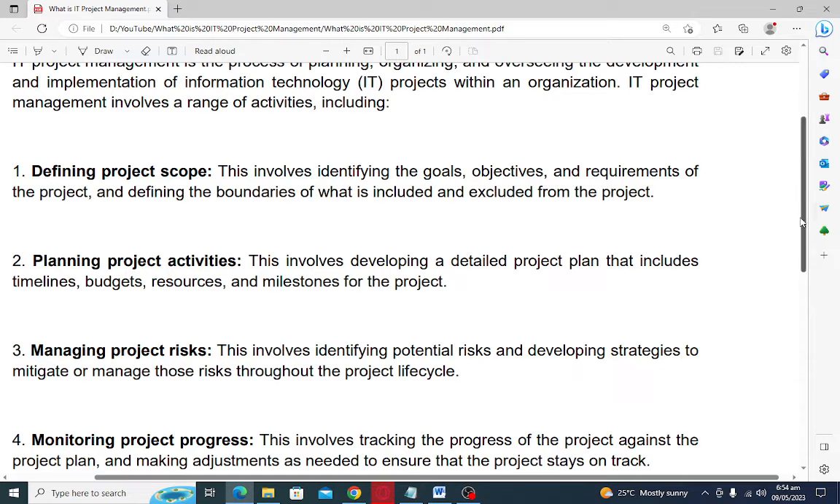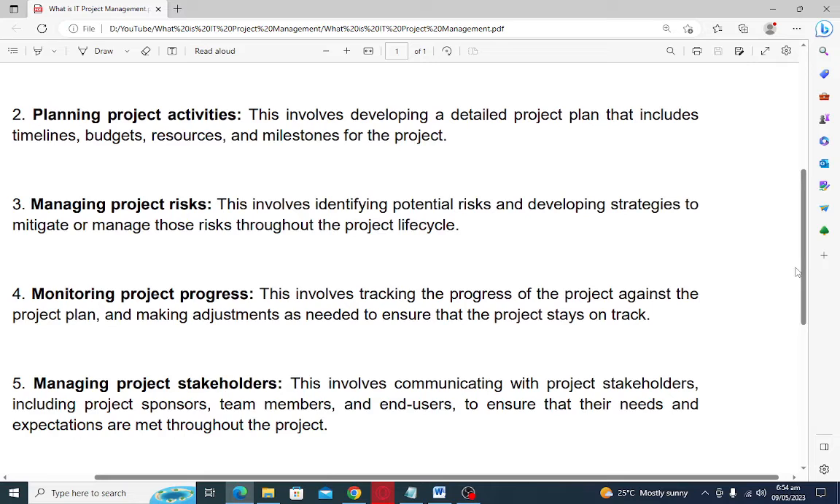Number 3, managing project risks. This involves identifying potential risks and developing strategies to mitigate or manage those risks throughout the project life cycle. Number 4, monitoring project progress. This involves tracking the progress of the project against the project plan and making adjustments as needed to ensure that the project stays on track.